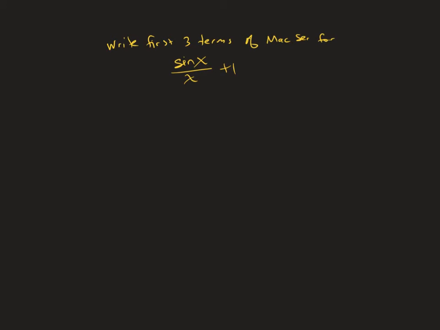All right, next example. Write the first 3 terms of the Maclaurin series for sine of x divided by x plus 1. So again, we have to figure out which Maclaurin series we're going to start with, and that makes sense to do sine x. And if you remember from the first screen, the first 3 terms are x minus x cubed over 3 factorial plus x to the 5th over 5 factorial.